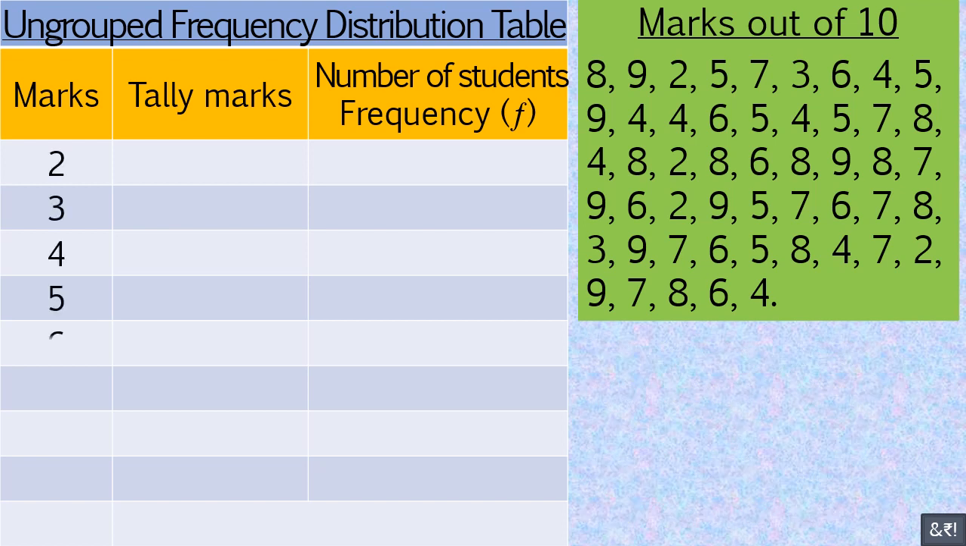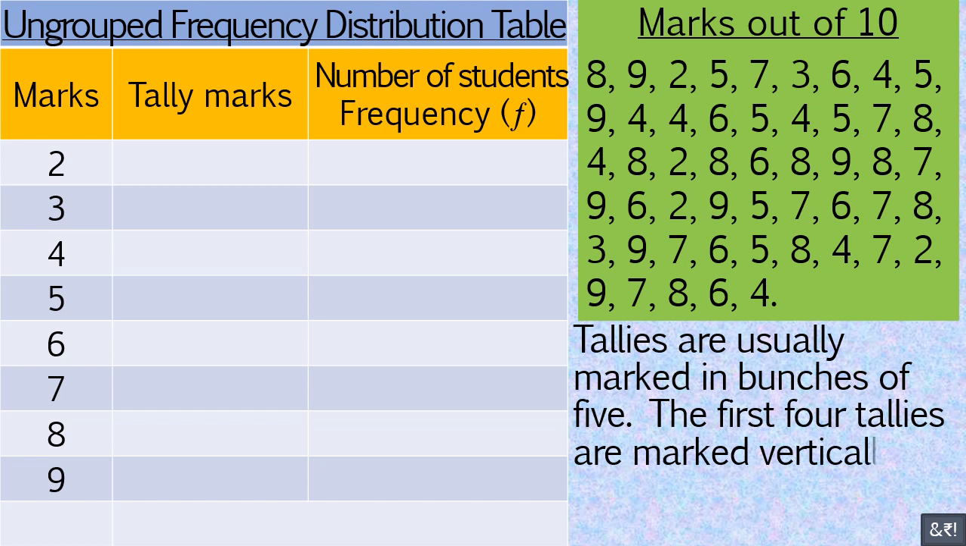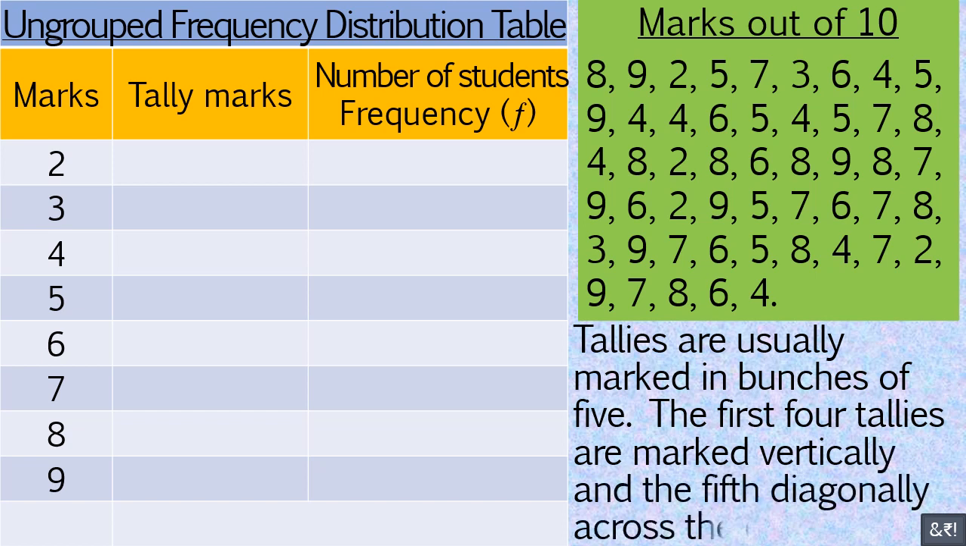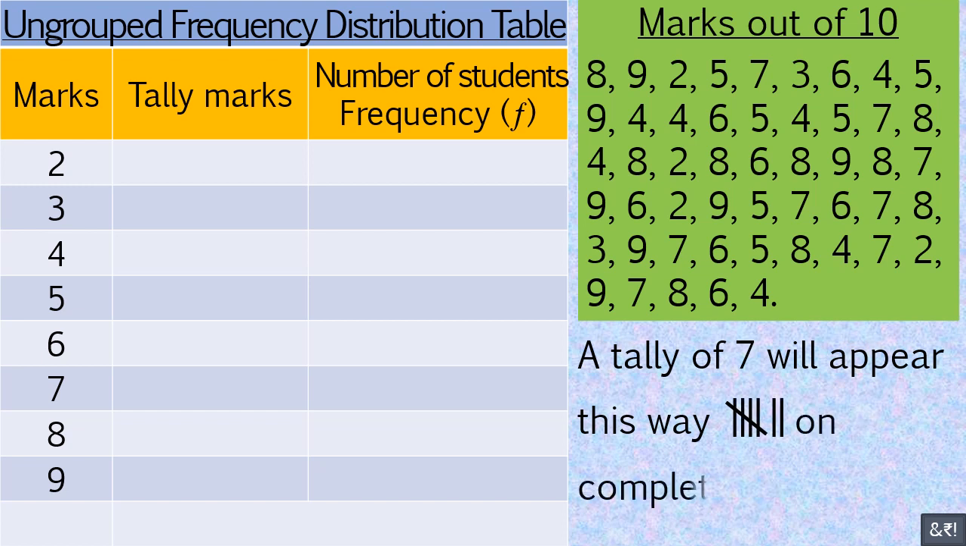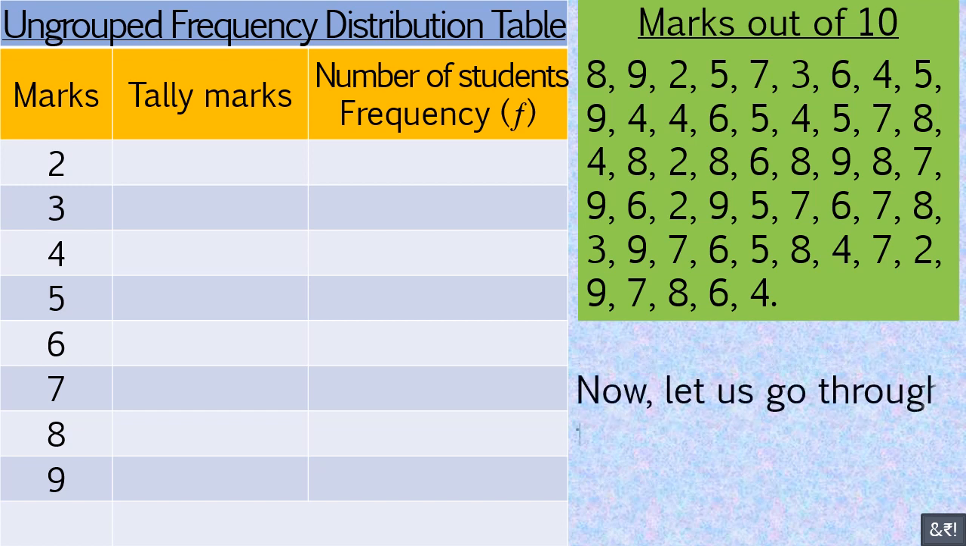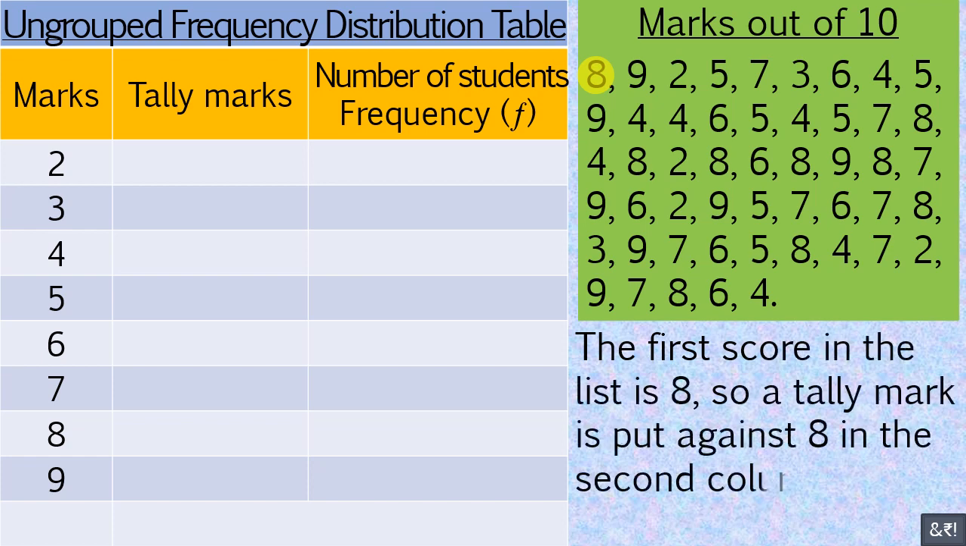Tallies are usually marked in bunches of 5. The first 4 tallies are marked vertically and the 5th diagonally across the earlier 4. A tally of 7 will appear this way on completion. Now, let us go through the list of scores. The first score in the list is 8, so a tally mark is put against 8 in the second column and so on.